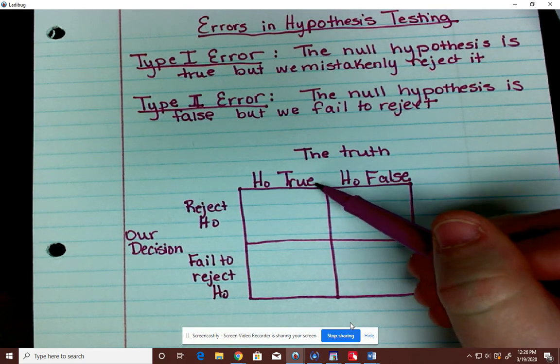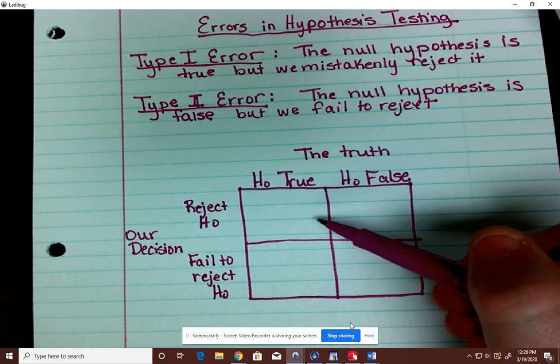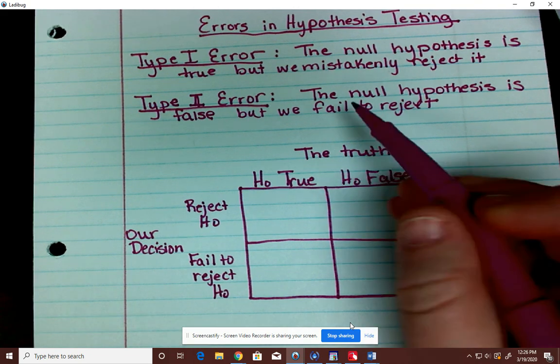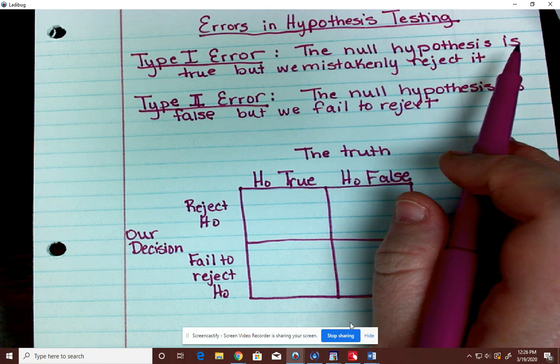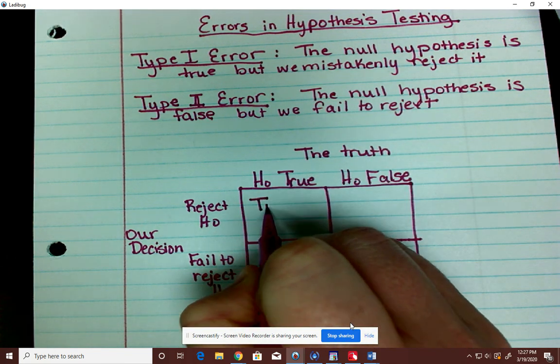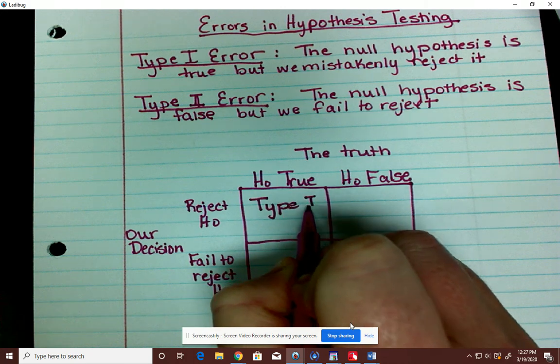So if the null is true and we reject it, that's what we should not have done. That's the mistake. And so that would be a type 1 error where the null is true but we mistakenly reject it. So this is a type 1 error.